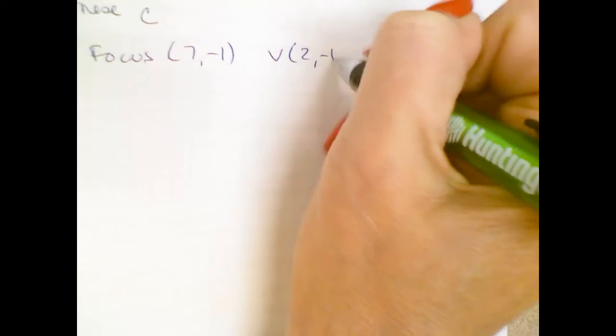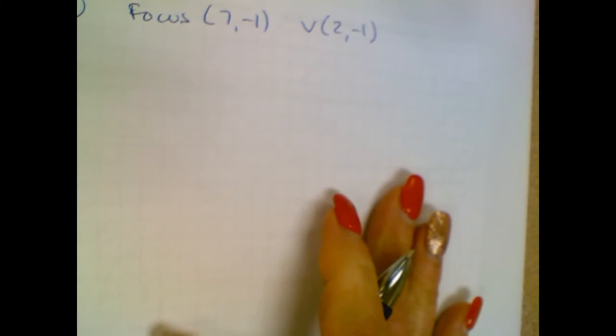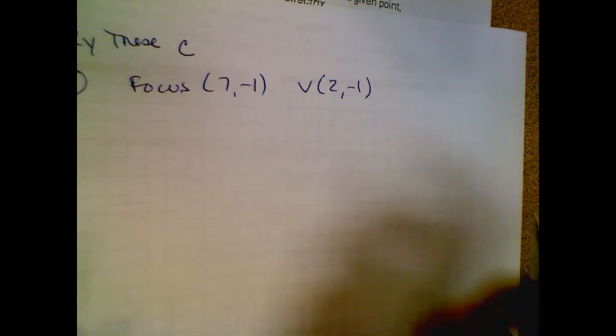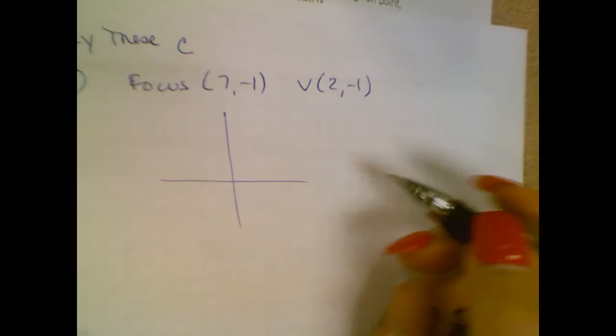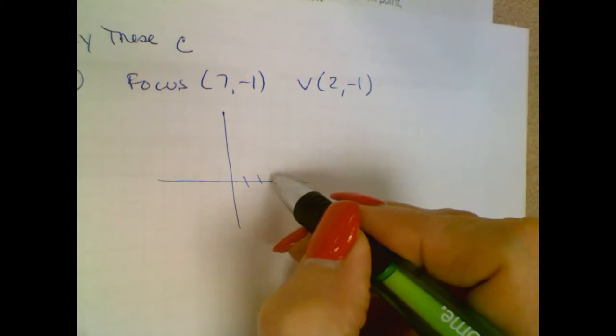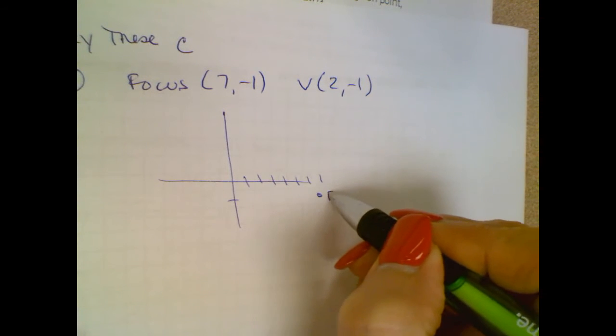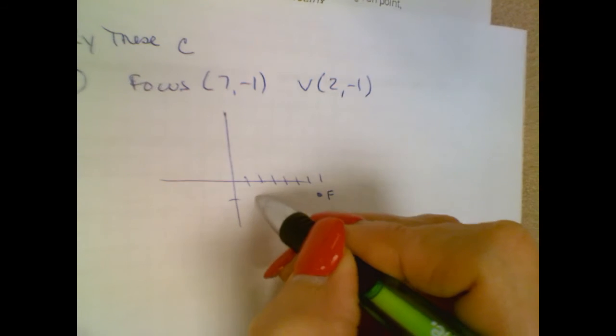It says your focus is (7, -1) and your vertex is (2, -1). So we're going to write an equation. You need to know what type it is. Is it up or down, left or right? How do we know that? Maybe just a quick little sketch. Again, you don't have to sketch it. Plot 3, 4, 5, 6, 7, down 1. This is your focus, and your vertex is (2, -1).